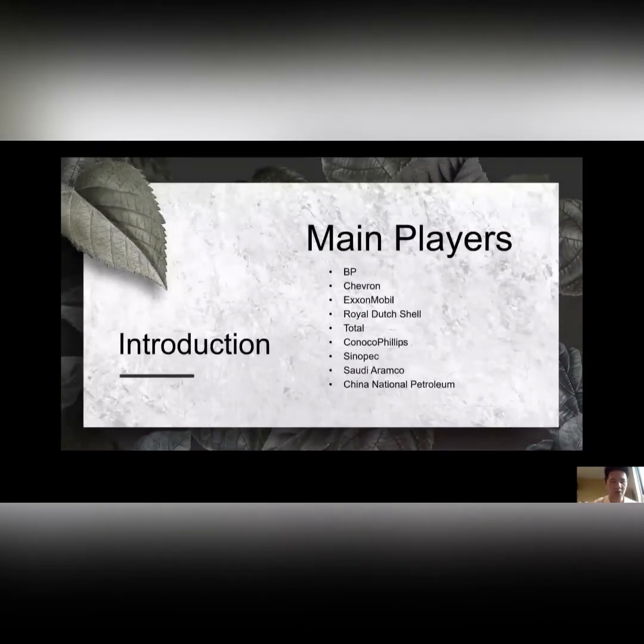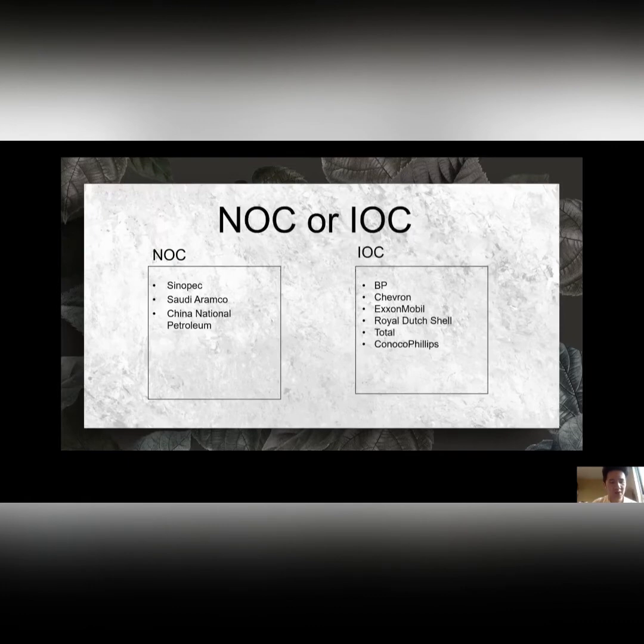Firstly, the multinational oil company main players. The 9 companies shown on the screen are the world-leading oil companies. There are two different types of oil company: national oil companies and international oil companies. As you can see, I list the national companies on the left of the screen, and the 6 typical international oil companies like BP on the right.